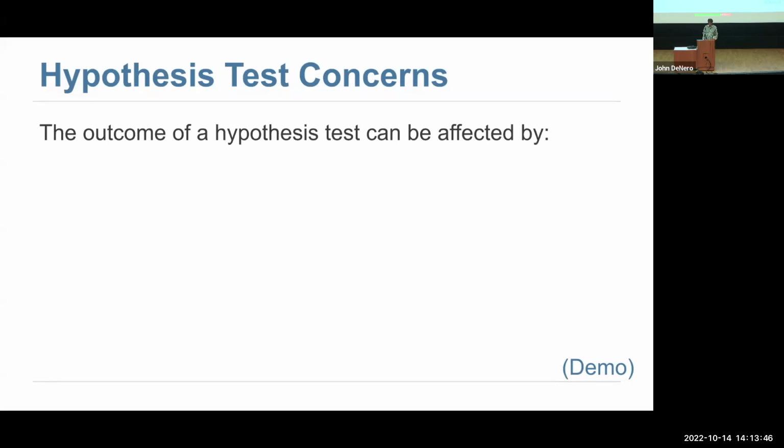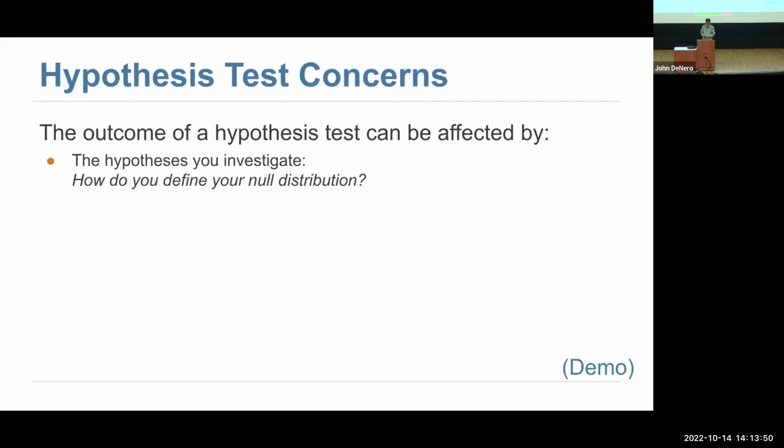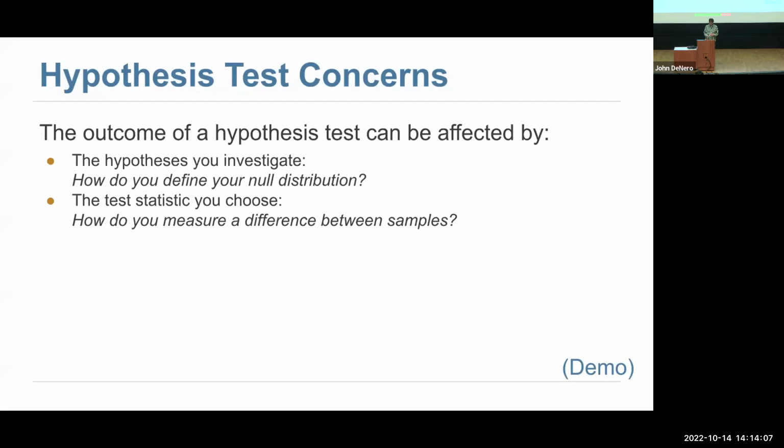There were some questions at the end, and we didn't get through them all, which is why I'm bringing this up again. What affects the outcome of a hypothesis test? Well, let's kind of go through it. The hypothesis you investigate can matter. You pick the null distribution, and so you're going to decide what simulation to run, and that will affect the outcome. The test statistic you choose can matter.